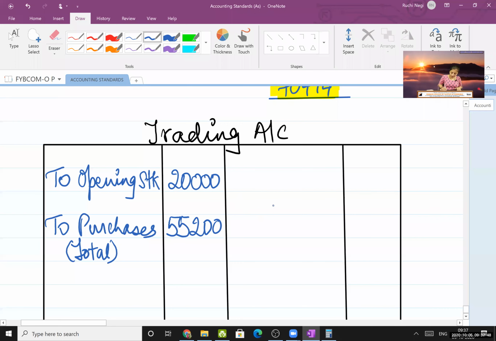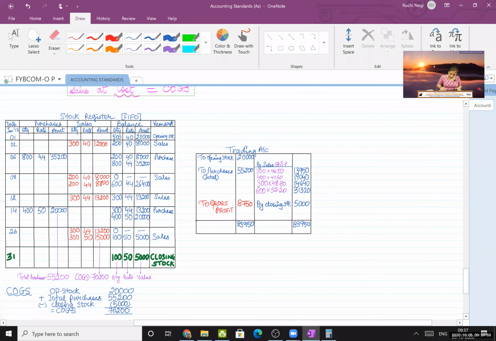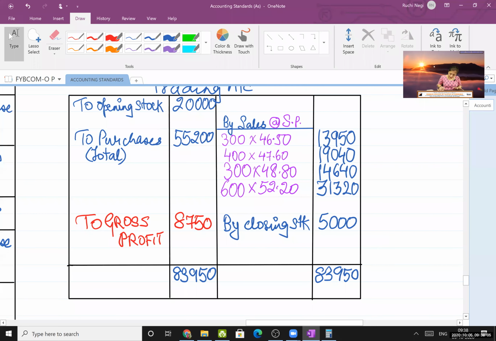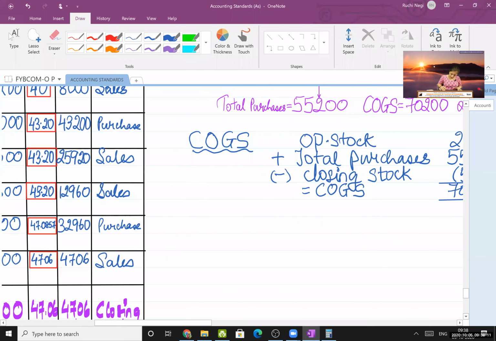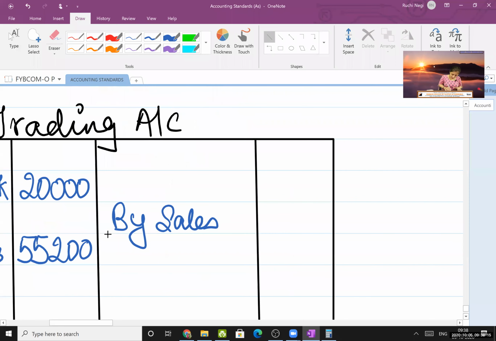By sales. Sales, no need to waste your time in calculating. We have already done it in the FIFO method. Yeah, you can take this 13,950. Okay, 19,040. You can directly take the total if you want. Otherwise, I'll do it like this, sales. Okay, we'll write it 13,950.